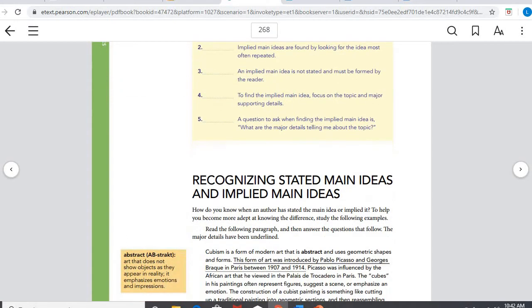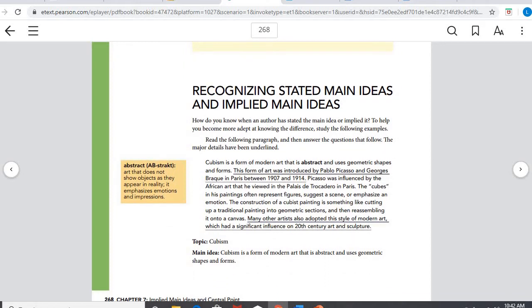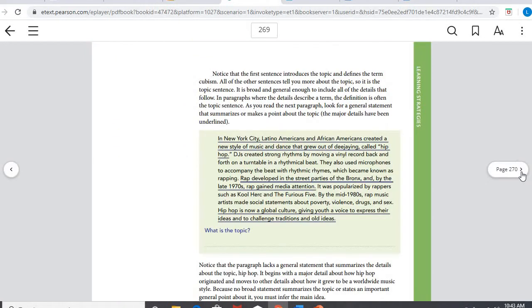And on page 268, it talks more about, again, the difference between stated main ideas and implied main ideas. Stated main idea is when the author has basically done the work for you, meaning they have given you the sentence that can be used as the main idea, versus implied main idea is when they simply hint or suggest or give you some clues, details, suggestions, and then you as a reader have to put them into your own words. So we will do a couple more examples together now.